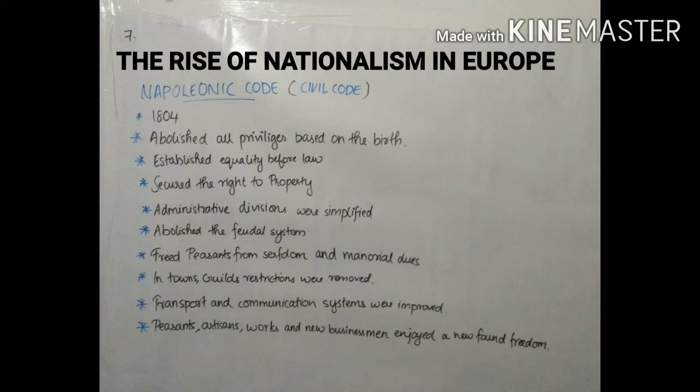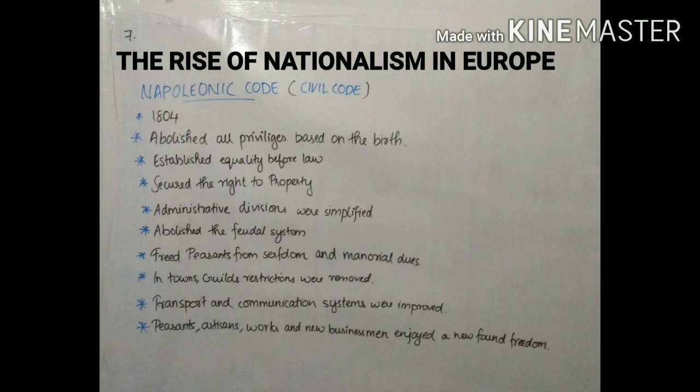Here comes what the rules of the code are about. He took away all the privileges by birth, provided equality before law, secured the right to property, simplified the administrative measures, abolished the feudal system, freed peasants from serfdom. Serfdom means a state of being feudal labors and manorial dues. This means a fee which is owed to the nobles, landlords. Guilds. Guilds means an association of craftsmen. Their restrictions were removed. Transport and communication systems were improved.